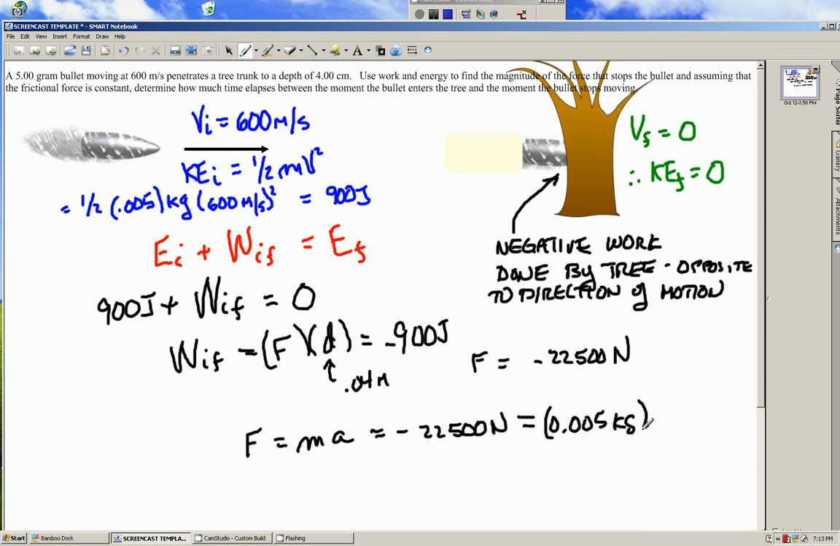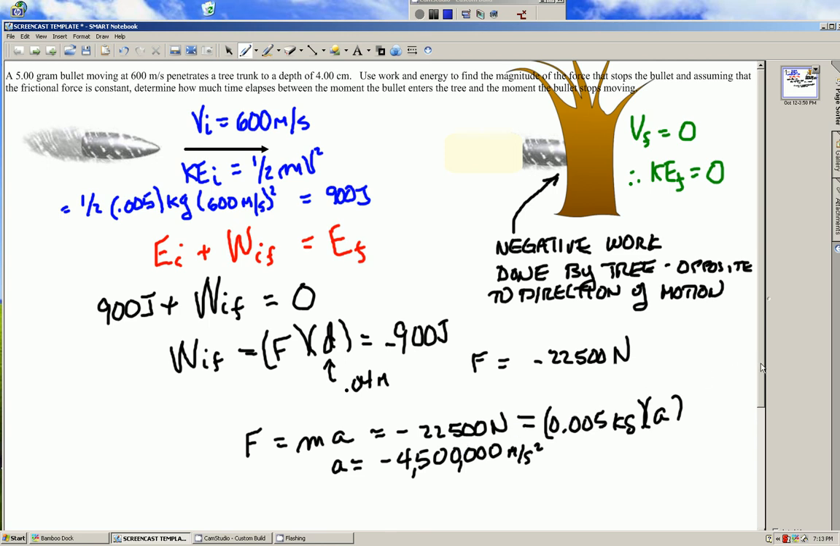And we can solve for the acceleration. The acceleration is equal to negative 450, sorry, it's 4 more 0 there, so it's 4.5 million meters per second squared. It's a heck of an acceleration, actually, a deceleration, stopping that bullet, slowing that bullet down.